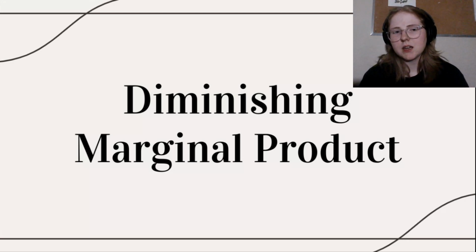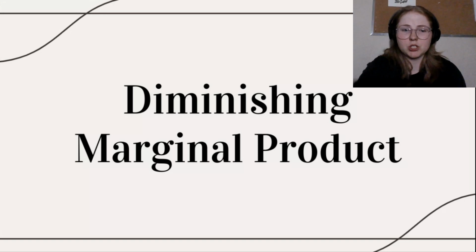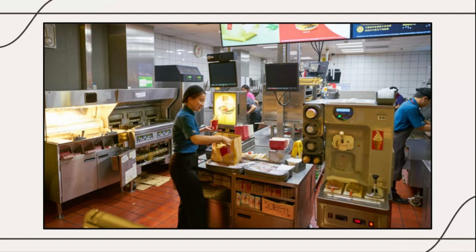Today, let's dive into the key concept that helps businesses like McDonald's decide how many workers they need to run efficiently: the diminishing marginal product. Imagine a bustling McDonald's kitchen during peak hours.